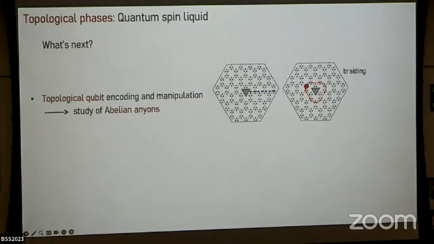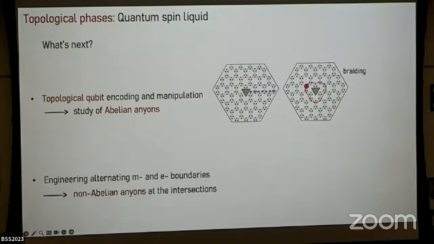So we're thinking about how to do... I showed you that we define these topological qubits and we define the logical states, the operators, and so on. What we would like to do is actually to be able to encode and manipulate the topological qubit further. And this requires the ability to localize and manipulate these abelian anions that exist in this model. And so what we're thinking about is how to do a braiding experiment.